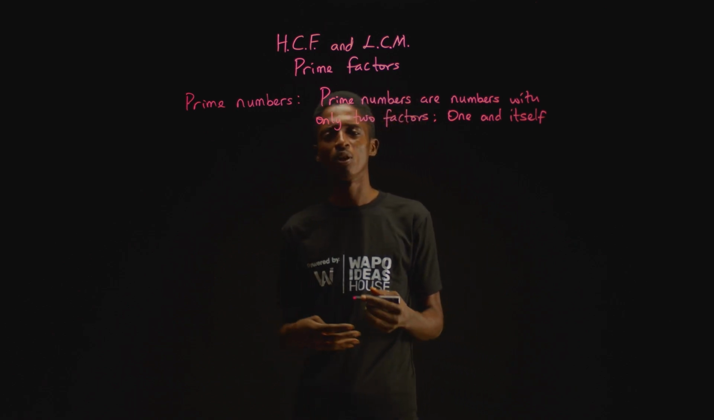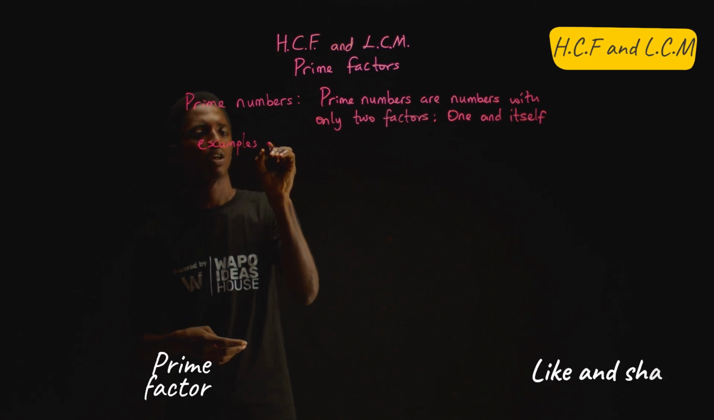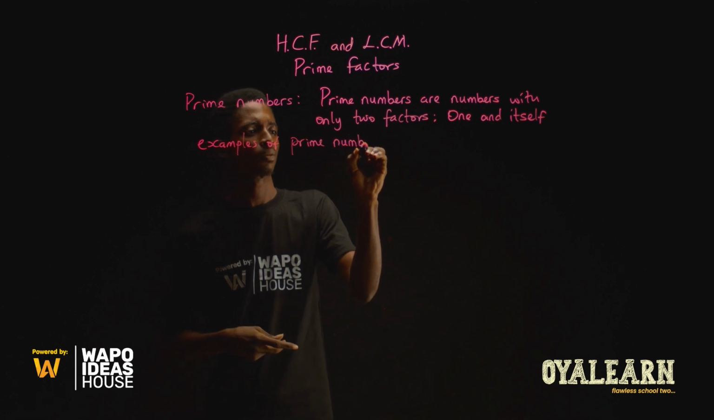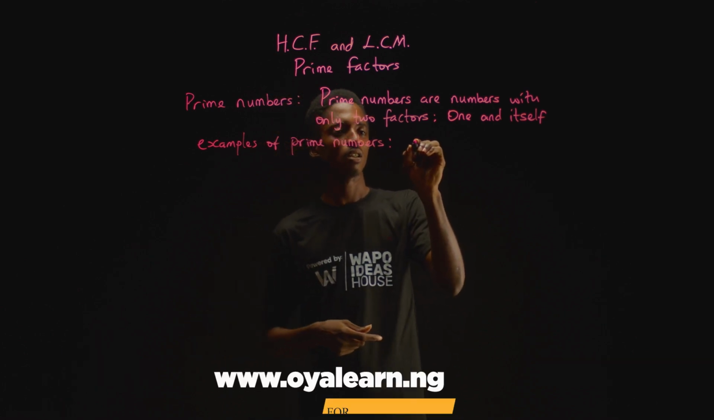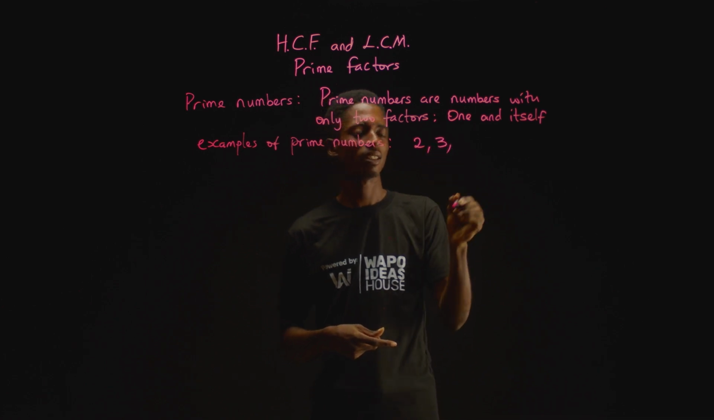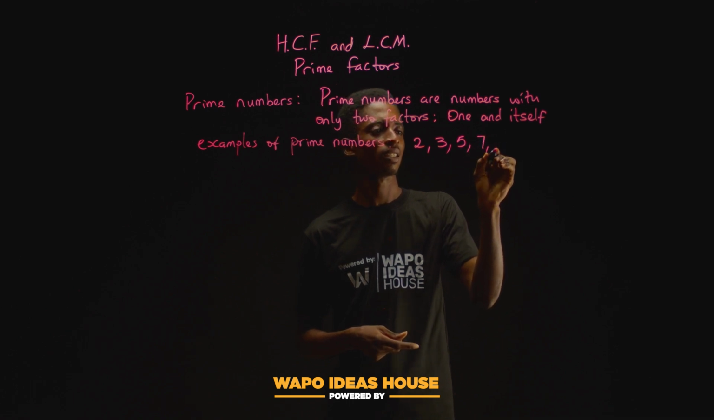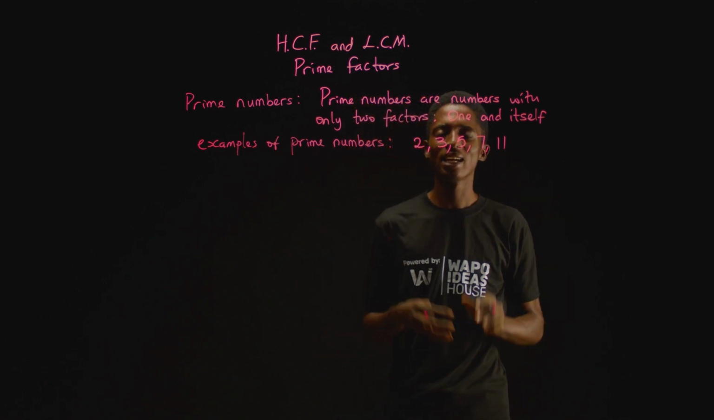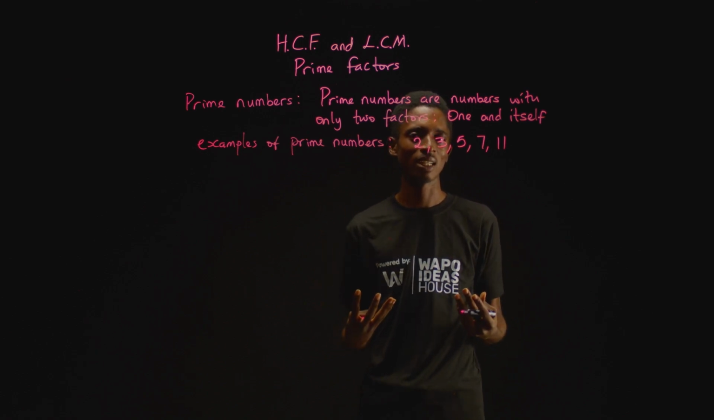Examples of prime numbers are as follows. They include numbers such as 2, 3, 5, 7, 11, and so on. These numbers written here can only be divided by 1 and themselves without a remainder.